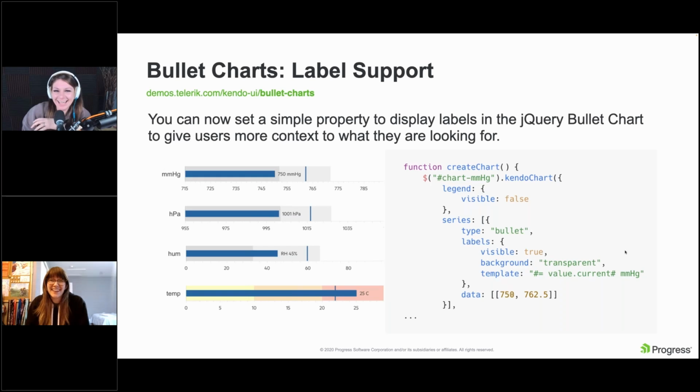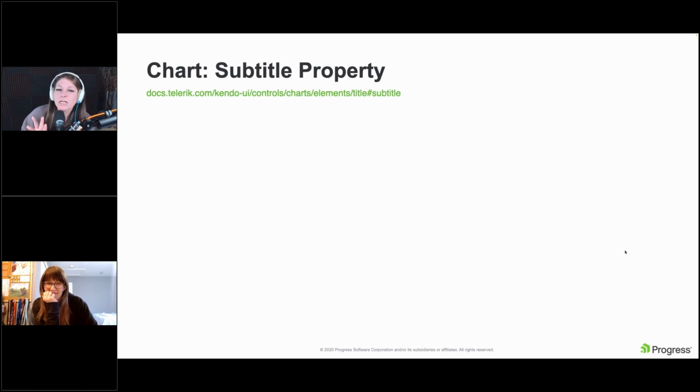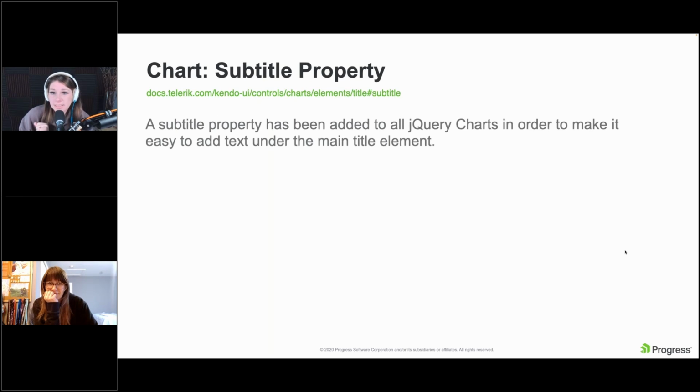I love it. But you can go to demos.telerik.com and underneath Kendo UI, check out the bullet charts to see this. But we're gonna play with it in a minute, so don't worry about that if you want to see more. Charts got a subtitle property. So there's a lot of titles and subtitles and floating labels, and it's very much like more description, please, right? That's happening to a lot of these components.